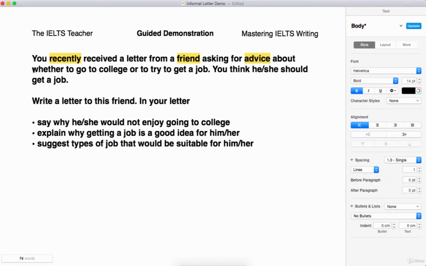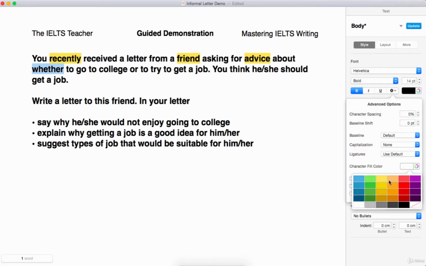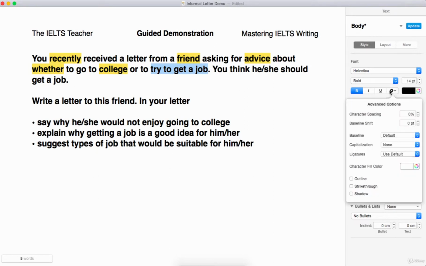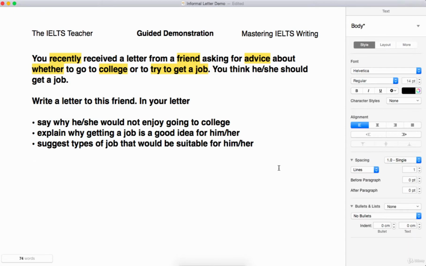About whether to go to college. So I'm going to write whether because this is a choice between two things. So college or to try to get a job. Now I'm highlighting that whole section rather than just job, because it's not a case of choosing between college or a job. The job is not being offered, and that's an important distinction to make. So it's attempting to get a job, whereas go to college is the other choice.